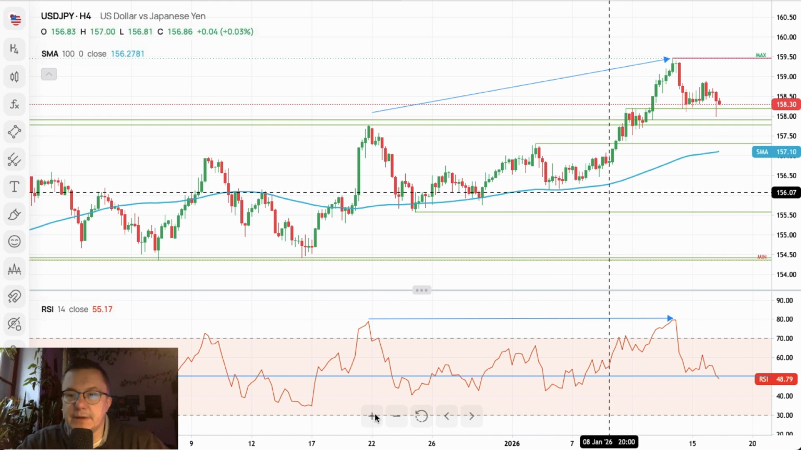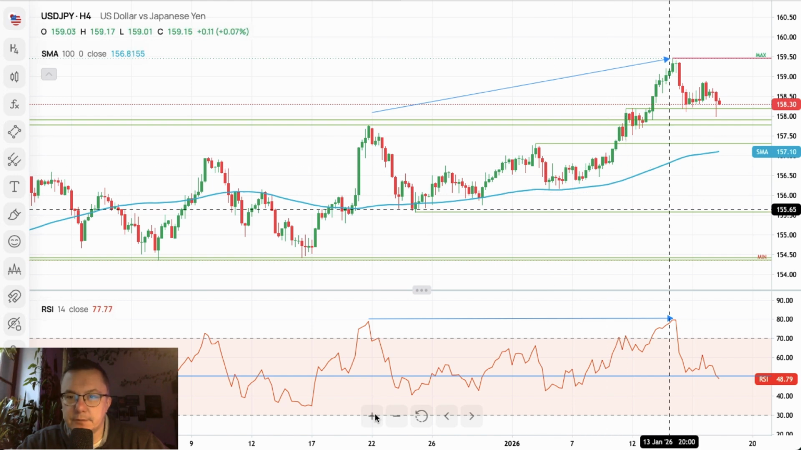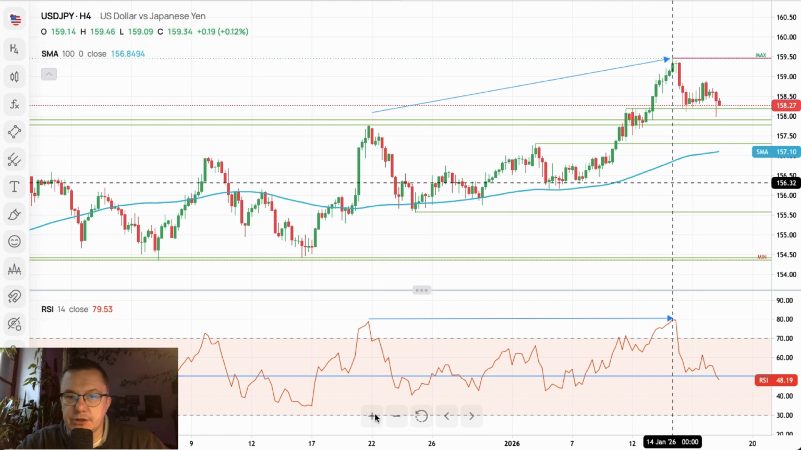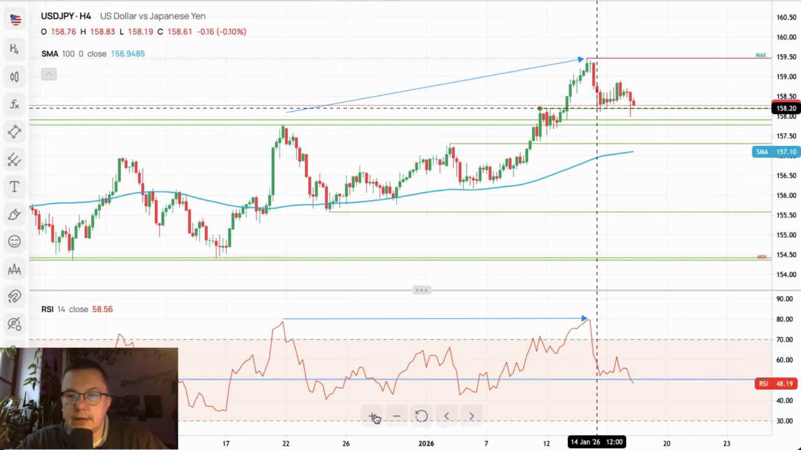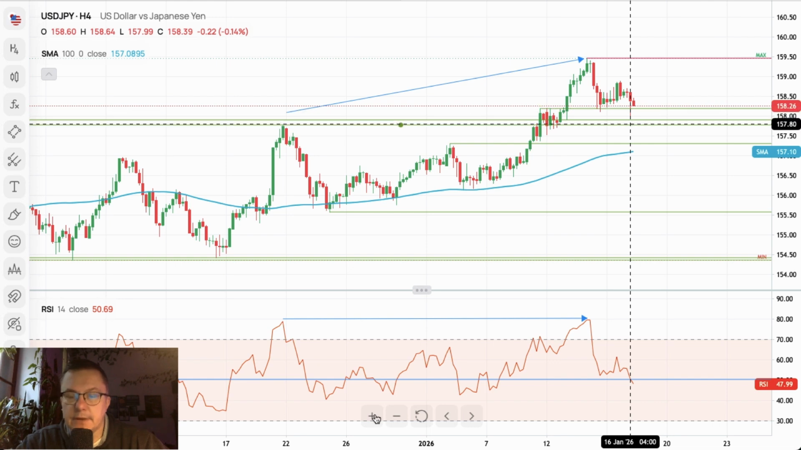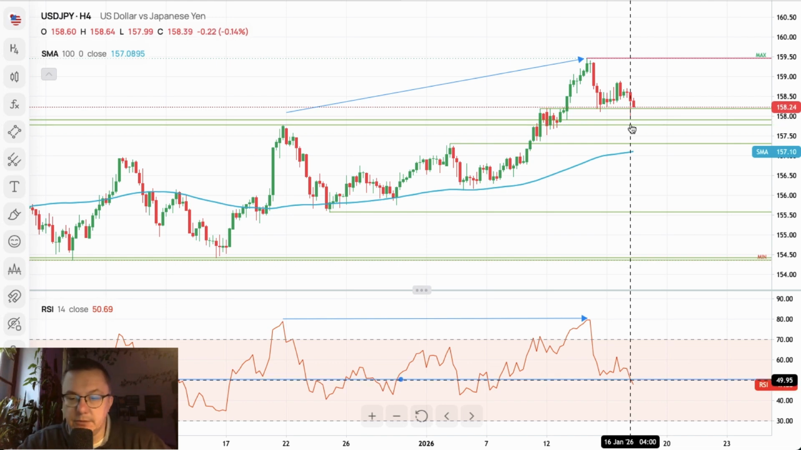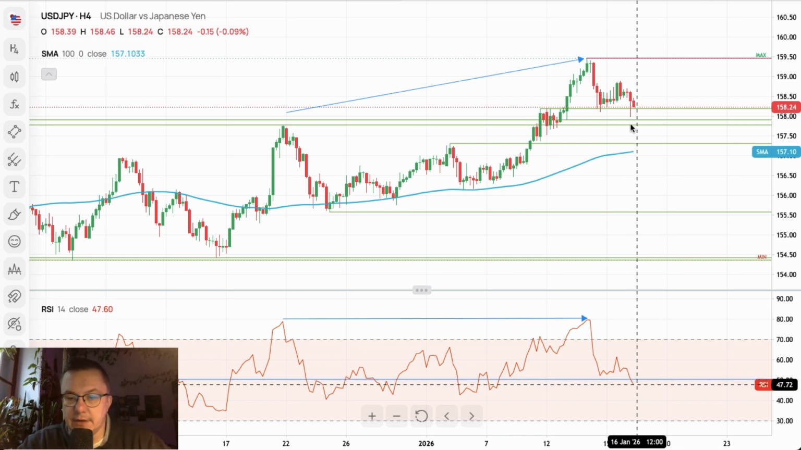US dollar versus the Japanese yen continues the pullback after the bearish divergence was spotted here. We got the situation where test of the 158.20 has been done. Local low has been extended towards 157.99. So we are getting closer to this level here, 157.79, the major technical support, and the momentum is just below the level of 50.